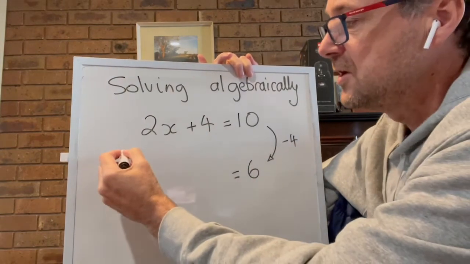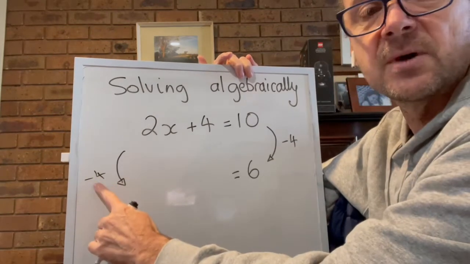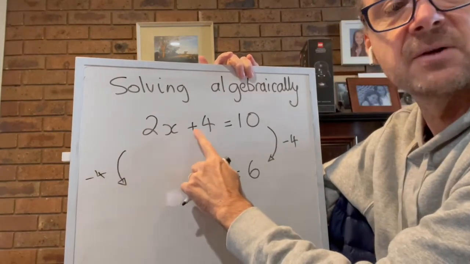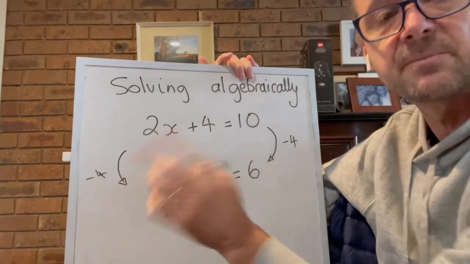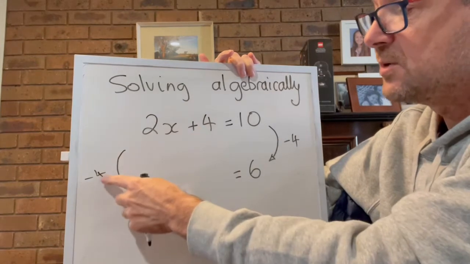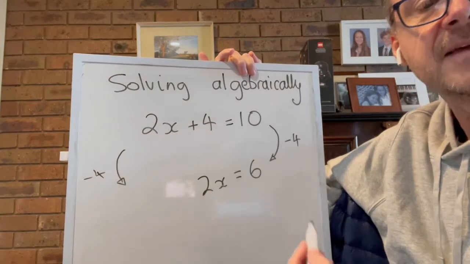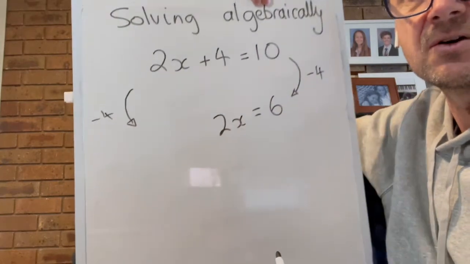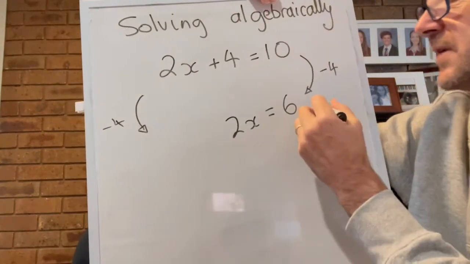And then on this side, we're going to do the same thing. We're going to take away 4. Because it's a plus 4 here, if that was a negative 4, it'd be a plus 4 here. So that balances that out. So 2x plus 4, take away 4, leaves us with 2x. At this point, I'm sure a lot of you are thinking, oh, I know 2x equals 6, I know the answer to that. But can you prove it algebraically?